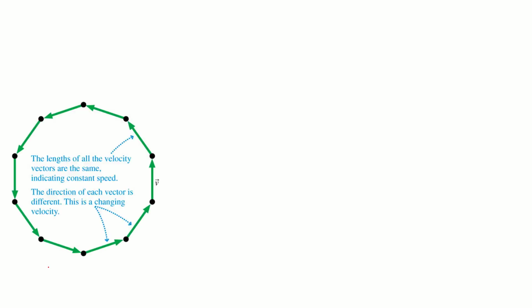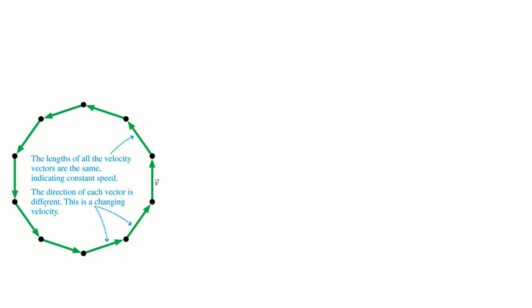Right, so for uniform circular motion, if we were to draw a motion diagram, it would look something like this, where we have a bunch of evenly spaced dots around that circle, and if we were to connect them with arrows representing the velocities, all of them would be the same length because it's moving at a constant speed.